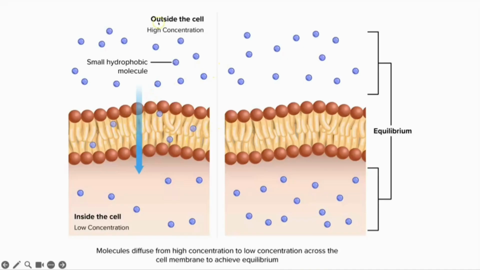This one is diffusion. If the concentration of the molecule is higher in the outer environment, it moves freely inside the cell, so that it reaches equilibrium inside and outside of the cell. This process we call diffusion. So the molecule diffuses from higher concentration to lower concentration across the cell membrane to achieve equilibrium.